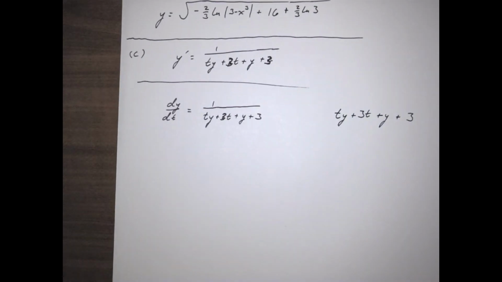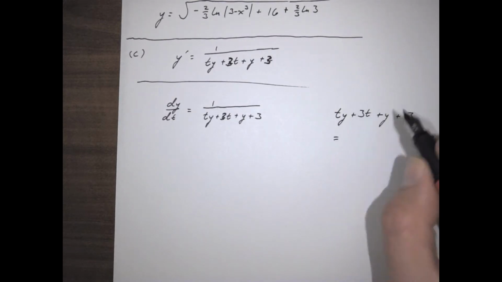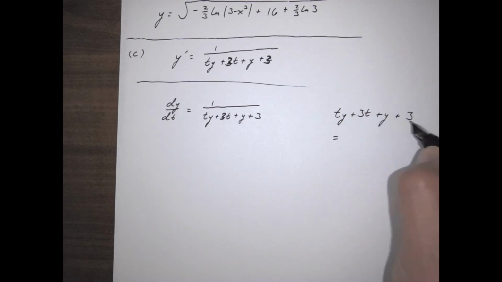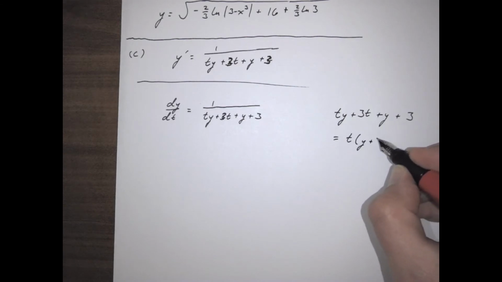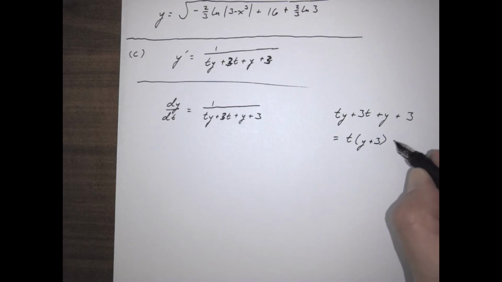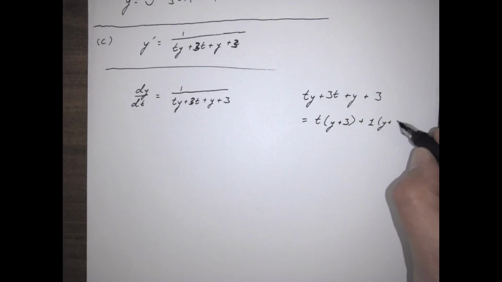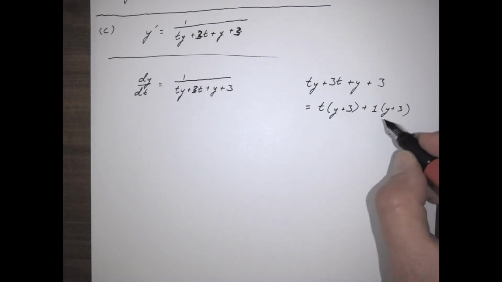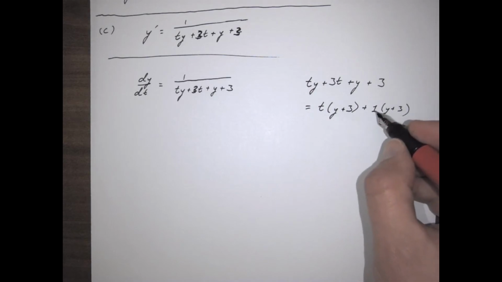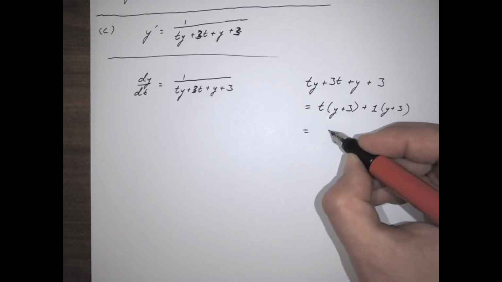When you look at that, there's definitely some pattern to this, and in particular, you can see that this is to that as this is to that. You can factor a t out of the first two terms, and what you have is exactly the same as the last two terms. So this is what's called factoring by grouping. It's one of the factoring techniques you may have seen at some point in your math education. So what you have here is t times y plus 3, plus 1 times y plus 3. So in a way, we can look at this as having a common factor of y plus 3, which we can pull out.